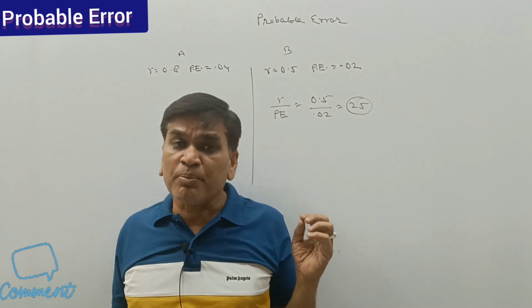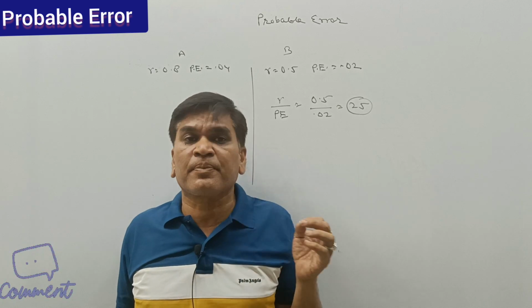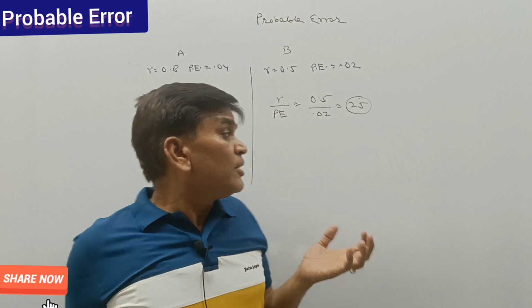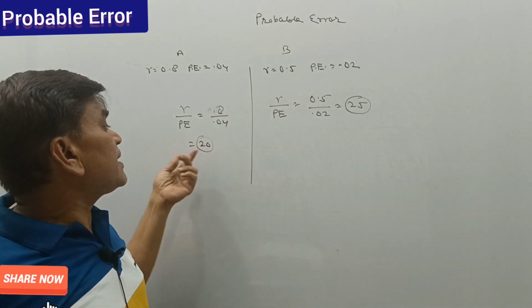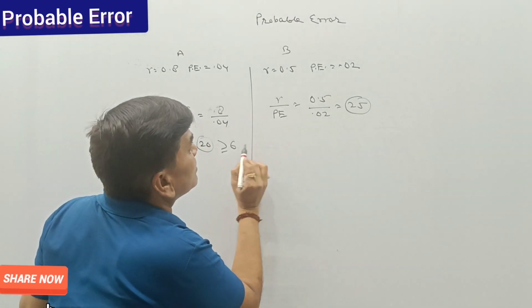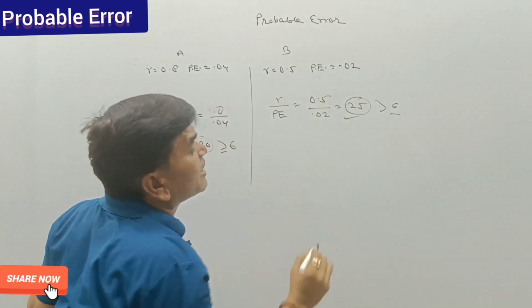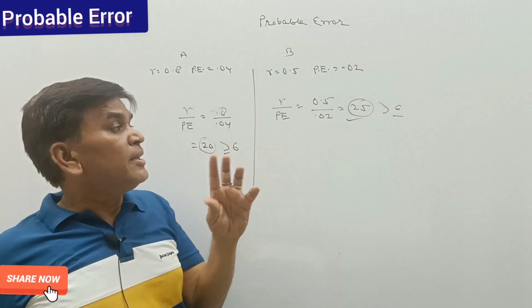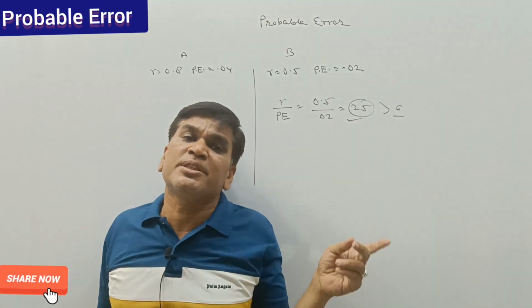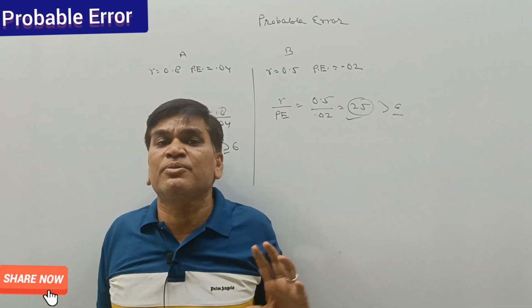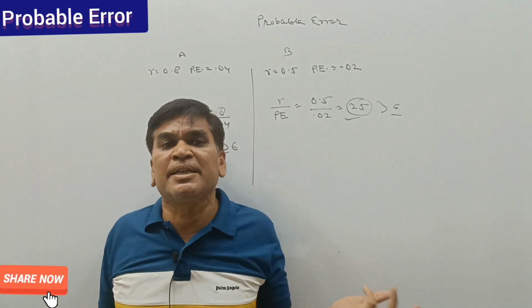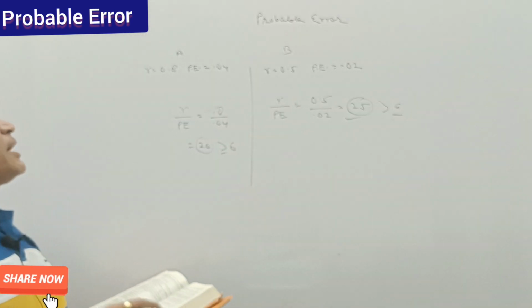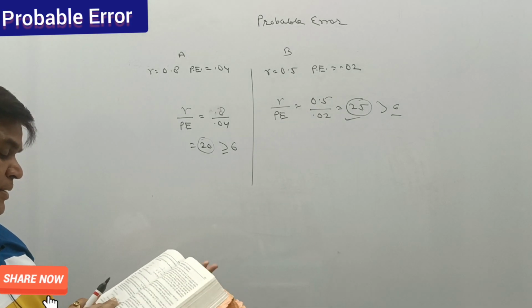if the value of r upon PE is greater than 6, then the correlation is significant. So both are significant because this is greater than 6, and this is also greater than 6, but this has more difference from 6. Here the difference between 6 and 20 is 14, but here the difference between 6 and 25 is 19. So we will say the B series is more significant than A series. So to compare two series also, we use the probable error.